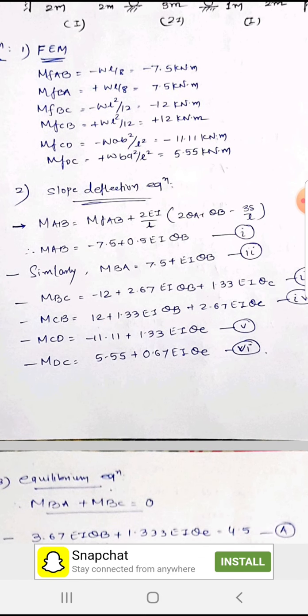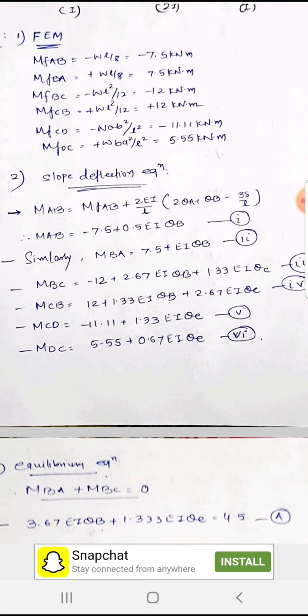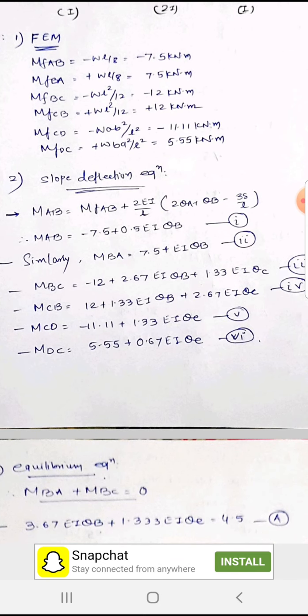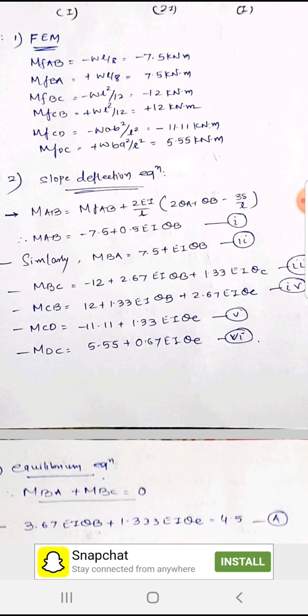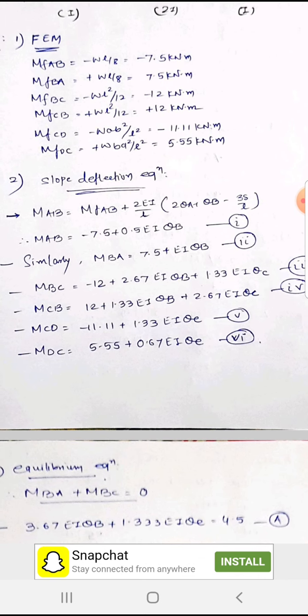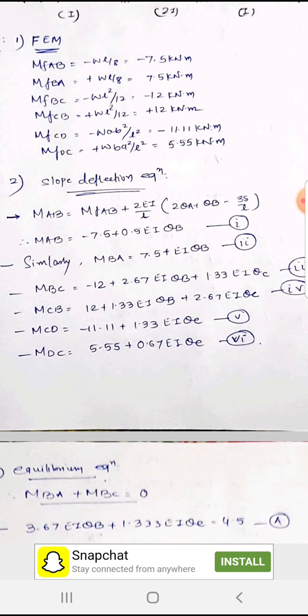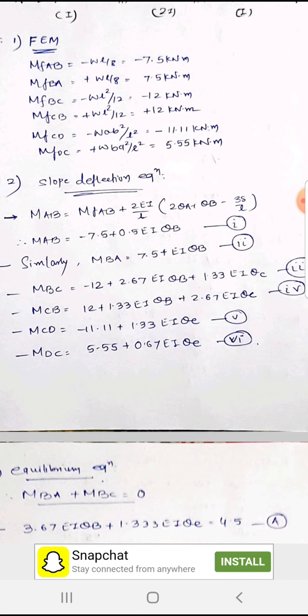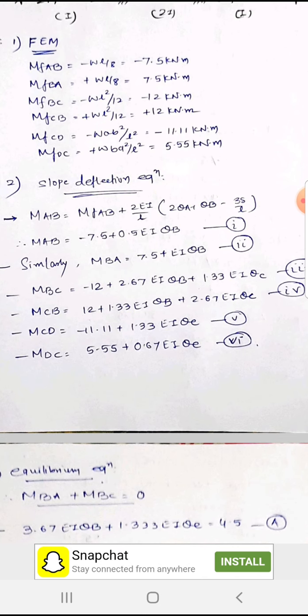Now step number 2, slope deflection equation, and for that we have the equation of slope deflection. MAB is equal to MFAB plus 2EI upon L times (2 theta A plus theta B minus 3 delta upon L). This equation is common for all. But what are we going to do over here? We are going to find the unknowns first and put those values in this equation.